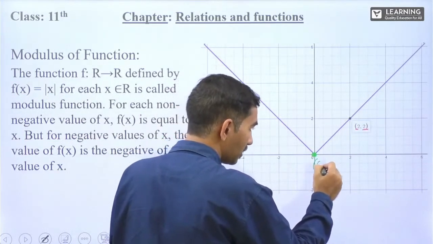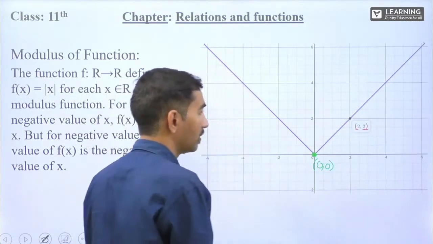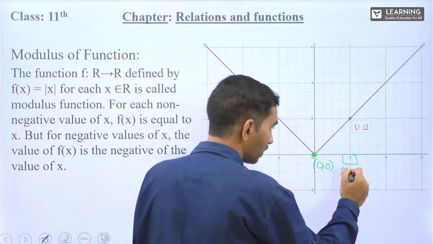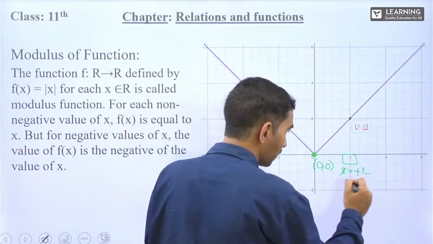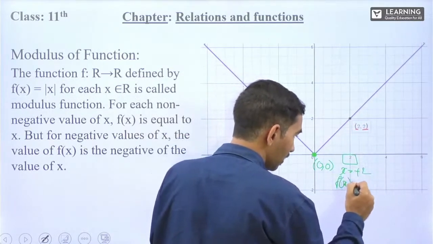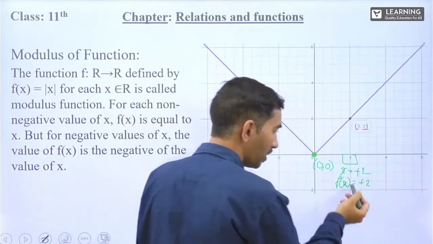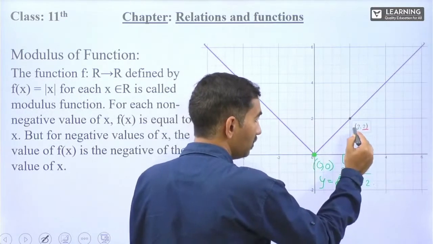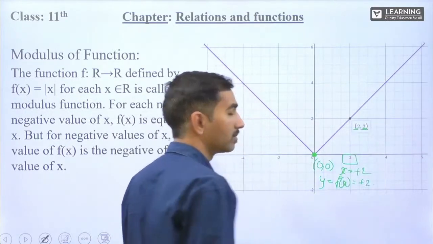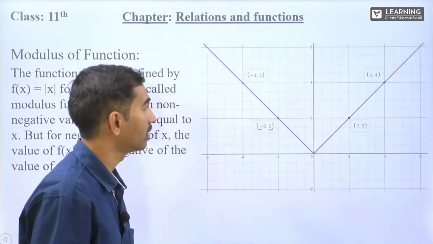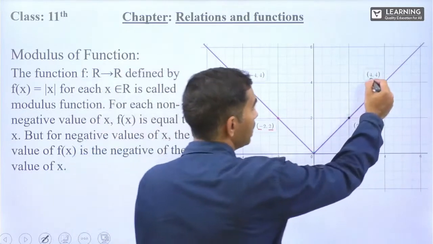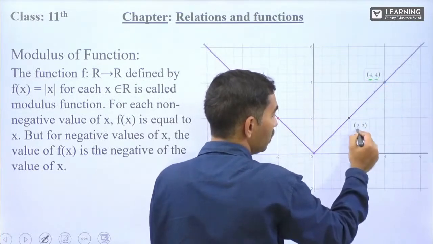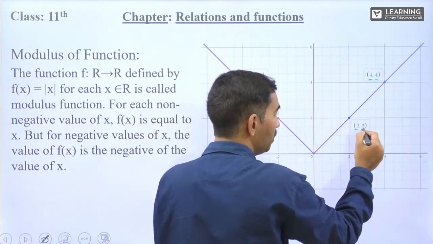Coordinate, students, 0, 0. The very first point we have taken, what is x? X is positive, correct? X is equal to plus 2. What is f of x? F of x is also equal to plus 2. What is f of x, students, actually? F of x is nothing but y. X is equal to 2, y also equals 2. See the next point. X is equal to 4. F of x is also equal to 4. X is equal to 2, f of x or y is equal to 2.